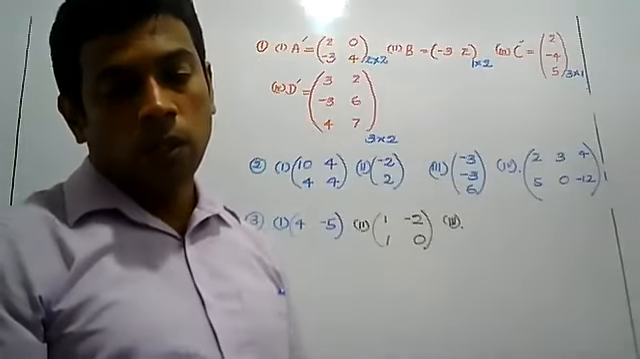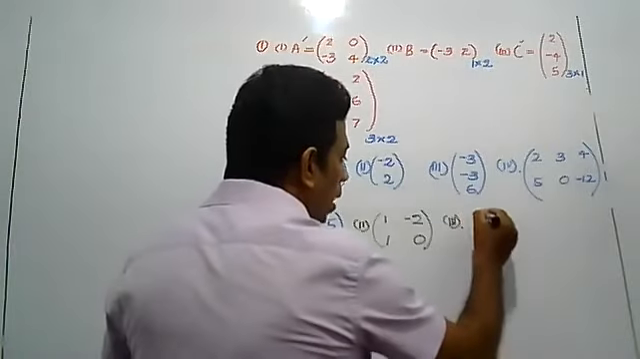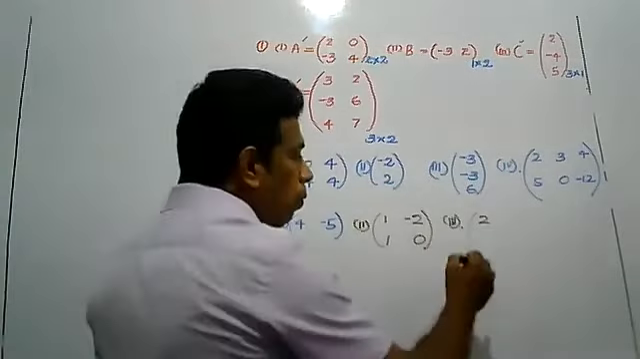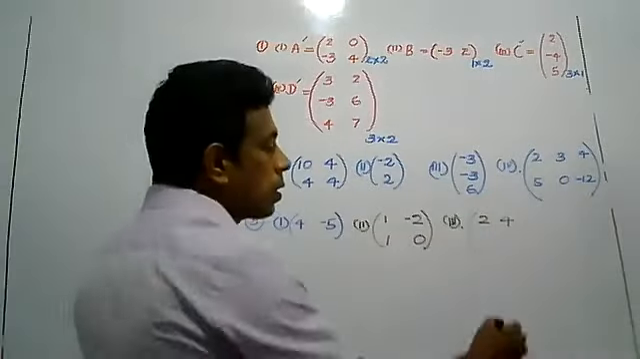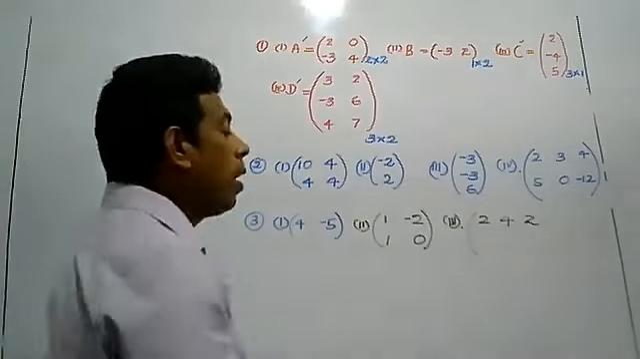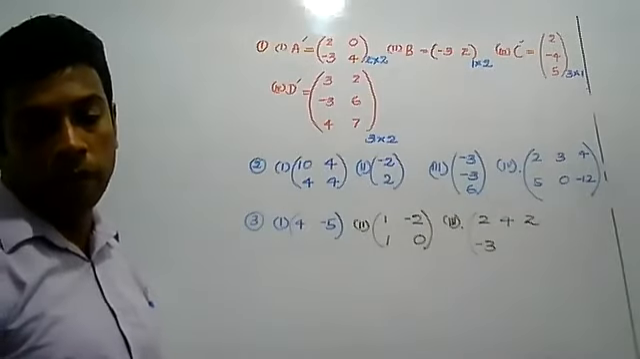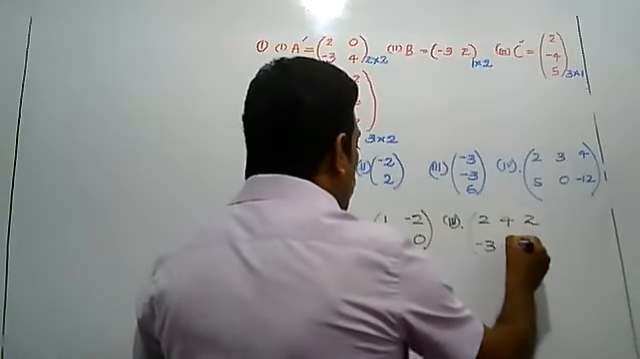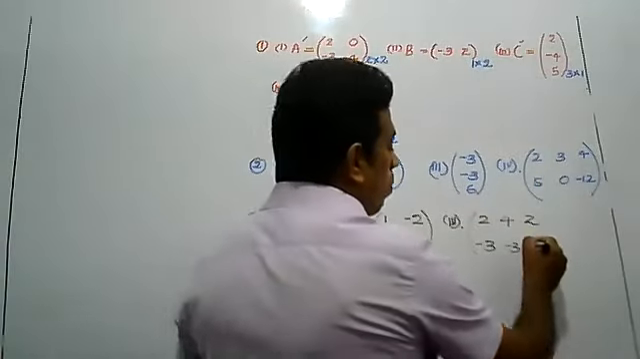Third part. Corresponding elements should be subtracted. 4 minus 2 is 2. 5 minus 1, 4. 3 minus 1, 2. Those are the elements in the first row. Second row: 1 minus 4 is minus 3. Minus 2 minus 1 is minus 3. 1 minus 2 is minus 1.